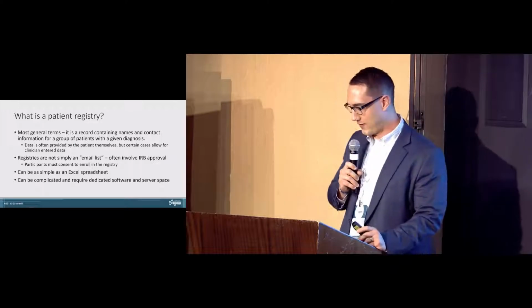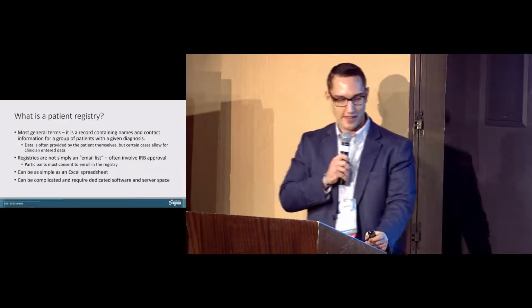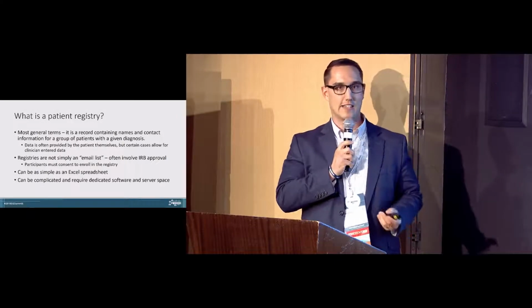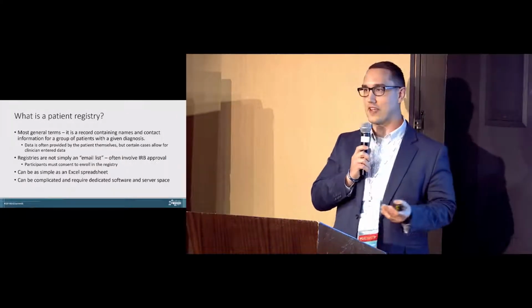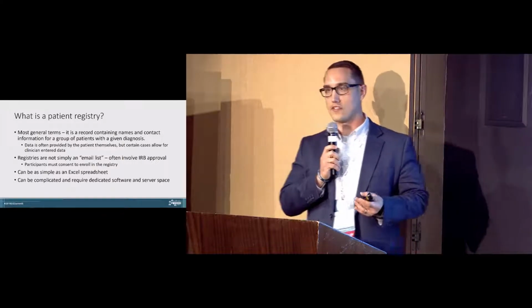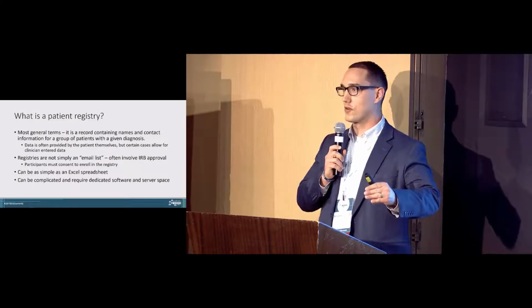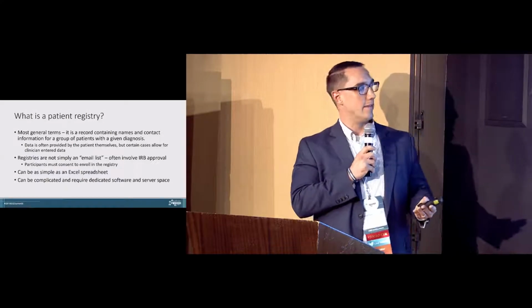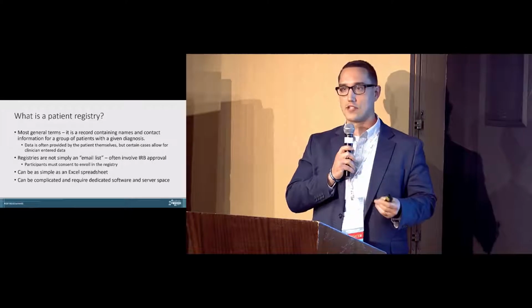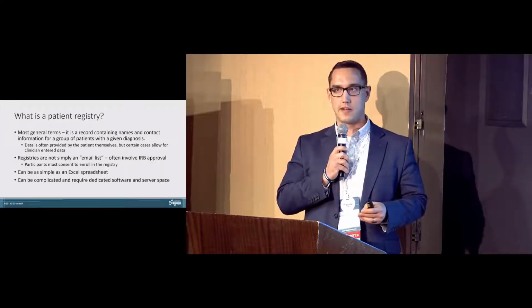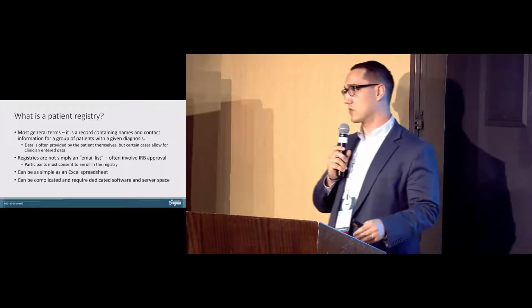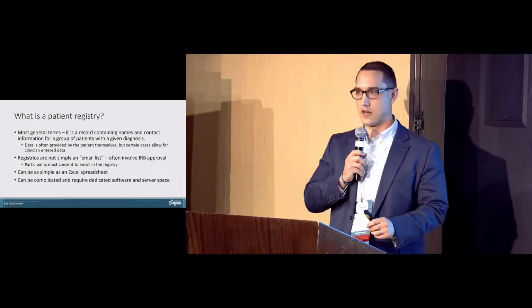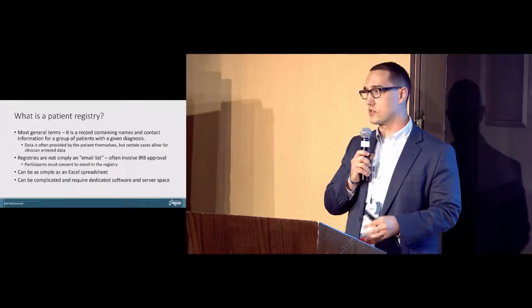So the first thing to start out with: what is a registry? In the most general terms, a registry is simply a collection of contact information and names for people with a given disease. You do this in the hopes of being able to reach out to those folks again later on to make them aware of research or clinical trial opportunities. The data here is often provided by patients themselves, but there are times when clinicians or physicians can enter data as well to provide their input. And you're going to hear more about that from Ashley later on when she talks about natural history studies, which are different than registries.